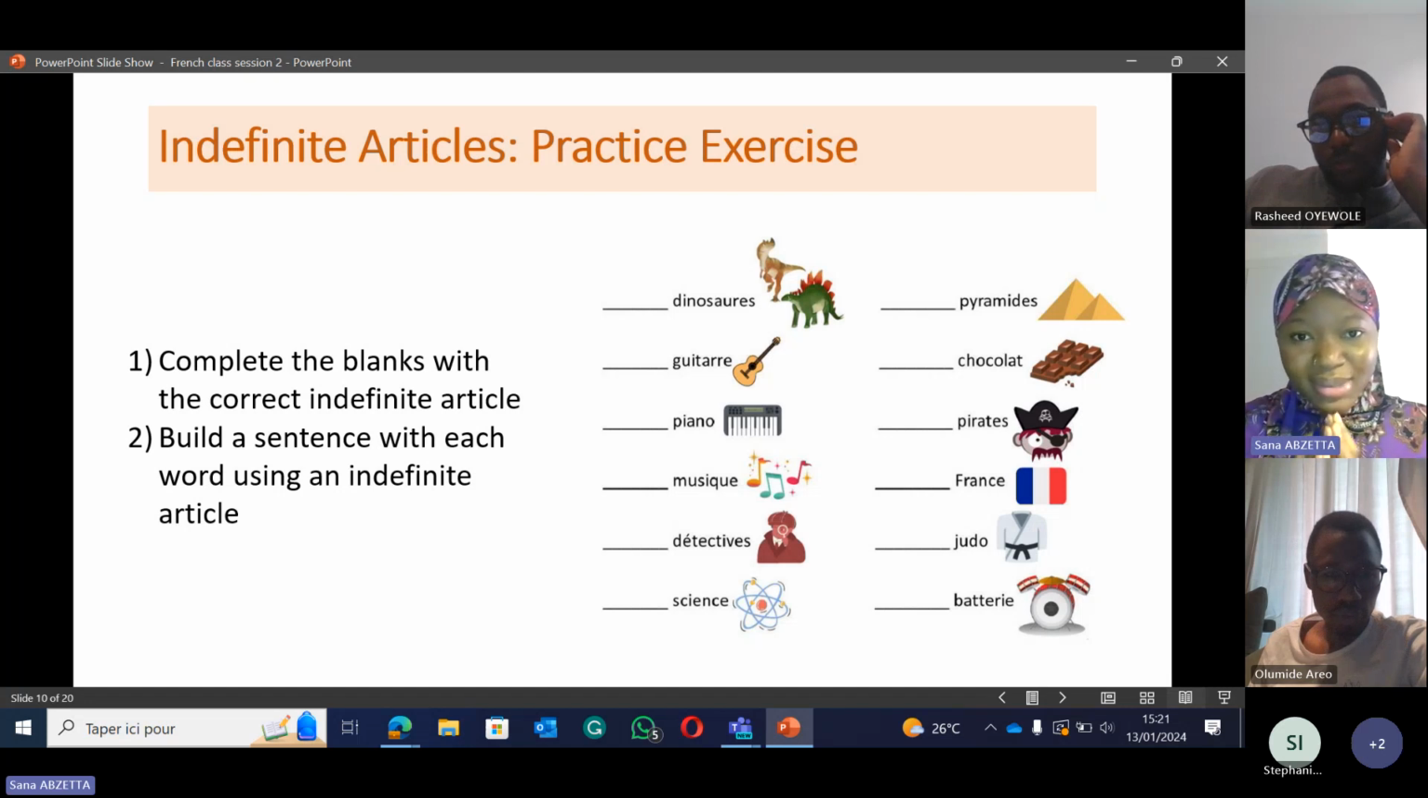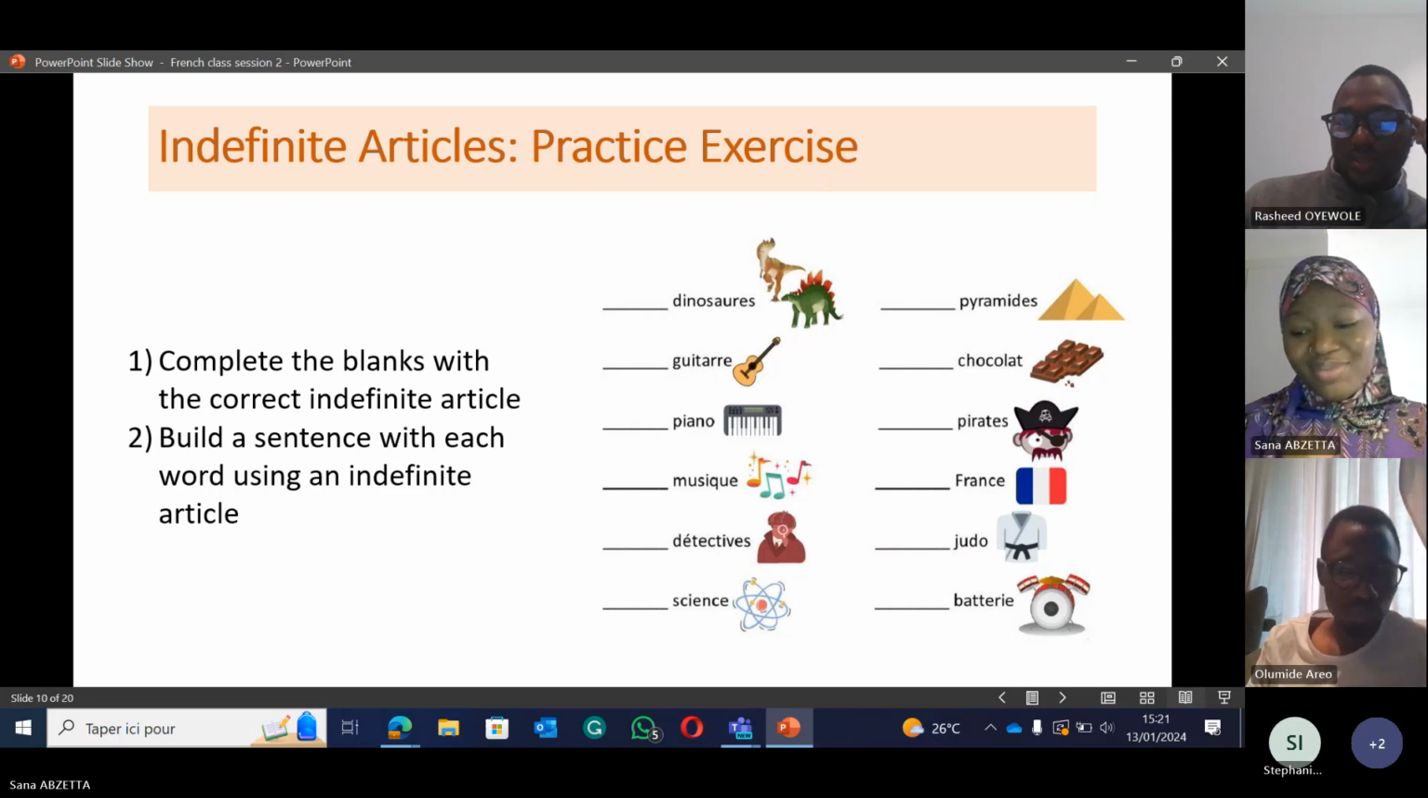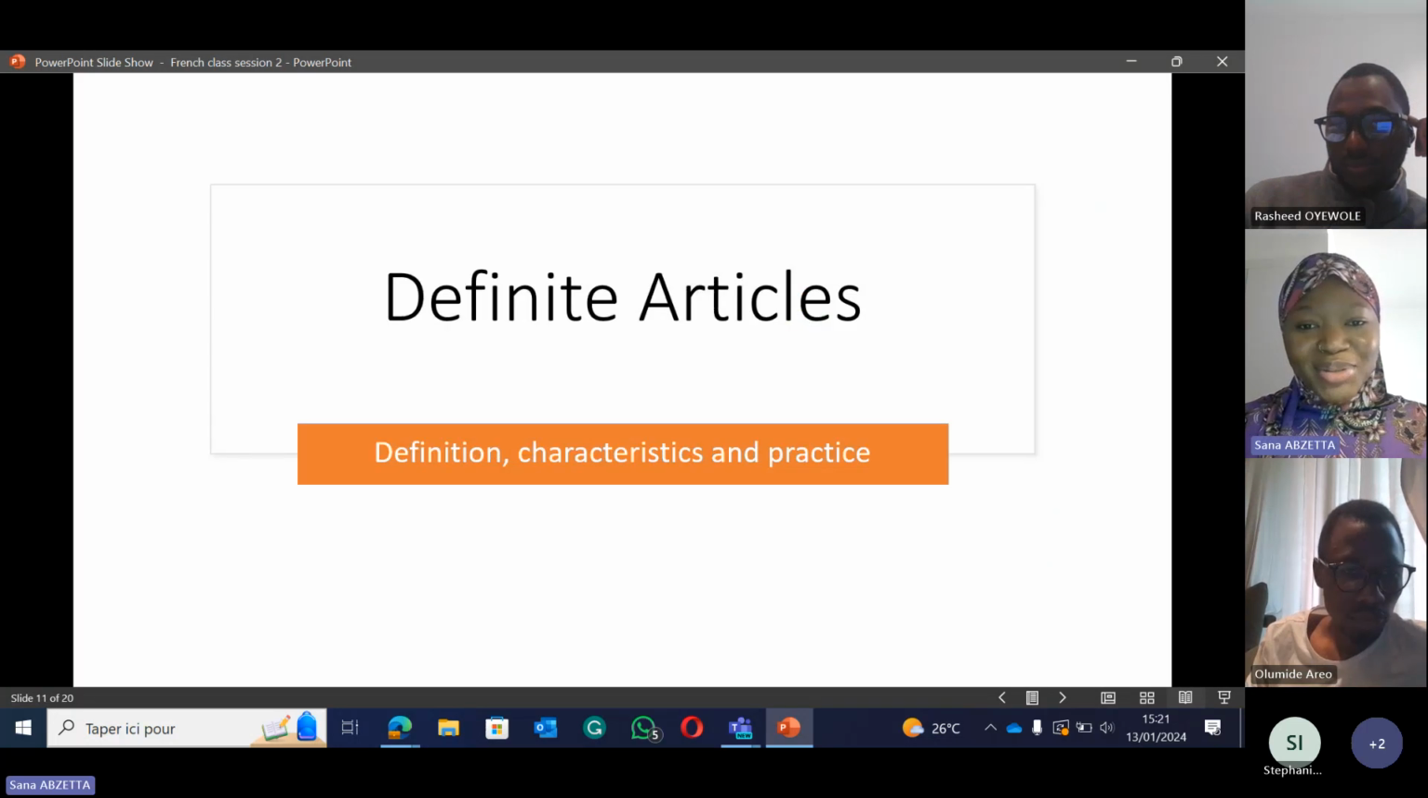Is it clear for everyone? Yes. Can we go ahead? Yes, sure. Okay. So let's move on to the definite articles.